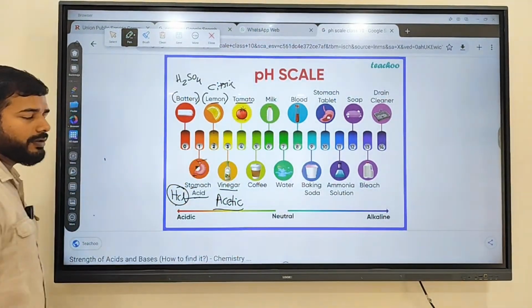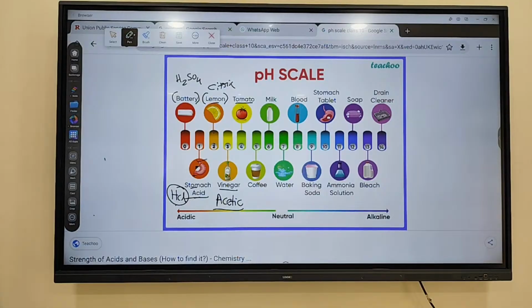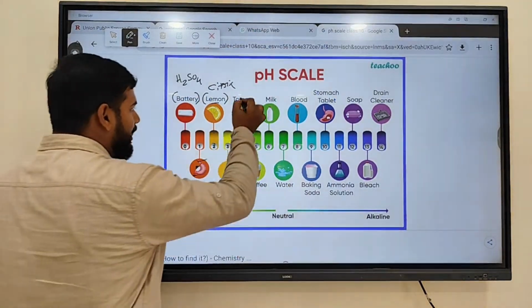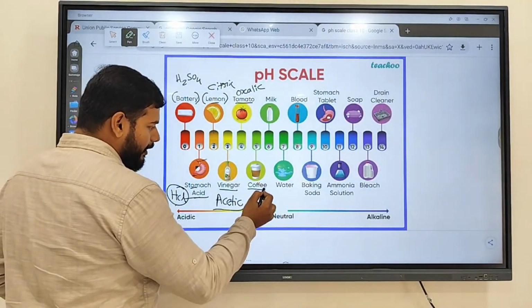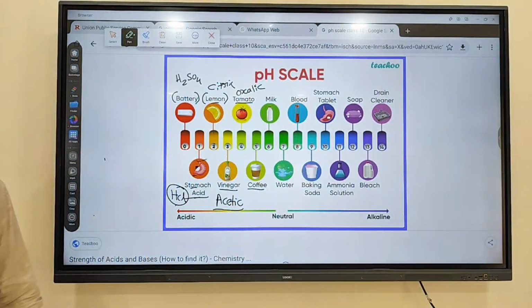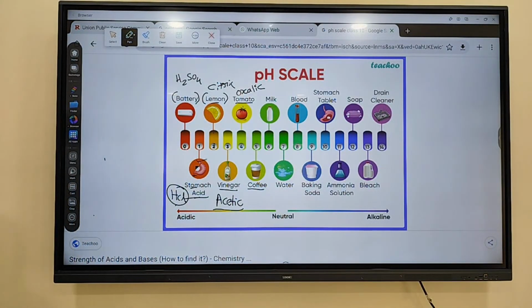Tomato and spinach. Tomato is also slightly acidic. Tomato, spinach. Spinach means palak soup. In that, we have oxalic acid. Oxalic acid. Then coffee.